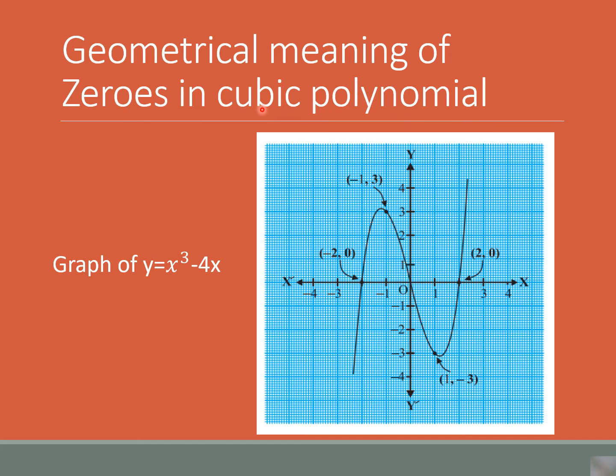Now we are taking the next case, which is a cubic polynomial. We are taking the cubic polynomial y = x³ - 4x, and if you look at this graph, you can see that it is intersecting the x-axis at (-2, 0), (0, 0) and (2, 0). So it is intersecting the x-axis at three distinct points.